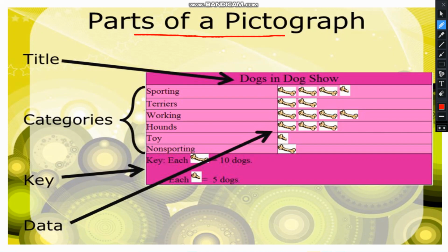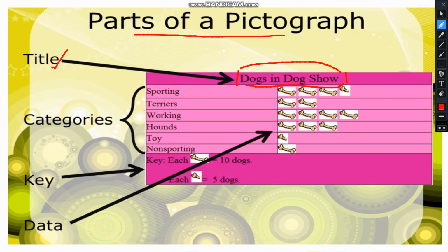Now here are the essential parts of a pictograph. The first one is the title. As we can see here, the title indicates कि पिक्टोग्राफ किसके बारे में है. तो यहाँ पे देखो the title here indicates dogs in a show. यहाँ पे ये पिक्टोग्राफ किसके बारे में है? Dogs which are there in a show. This is the main title, or this pictograph is giving information about this topic.